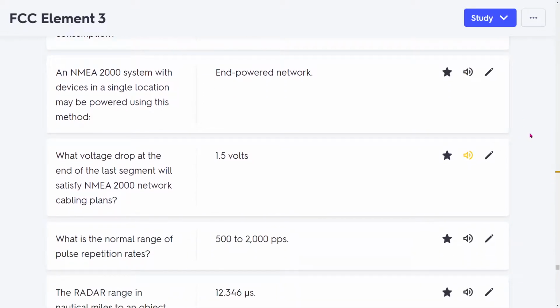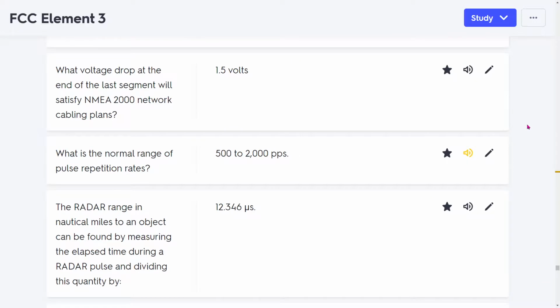What voltage drop at the end of the last segment will satisfy NMEA 2000 network cabling plans? 1.5 volts. What is the normal range of pulse repetition rates? 500 to 2000 pps.